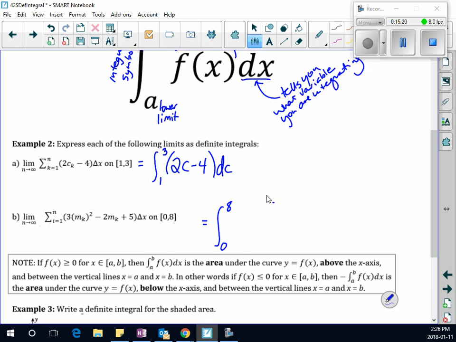So does anybody think they know what this integral is? It's 3m squared minus 2m plus 5 dm.